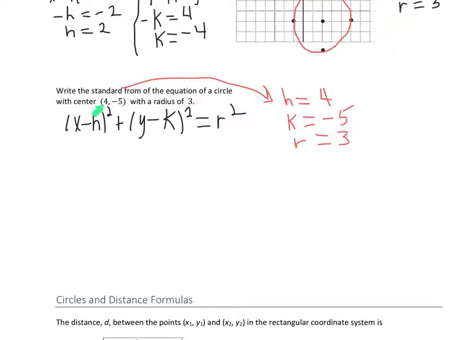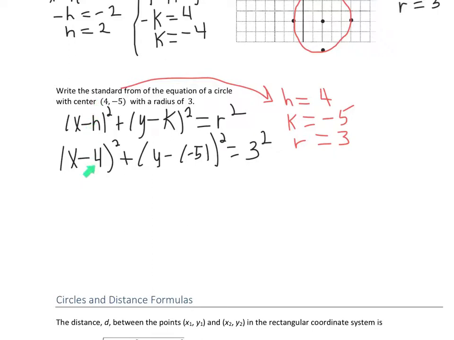But you do know that because this is a positive 4, inside it's going to be x minus 4. This is a negative 5, so when you finish this, it will be y plus 5. So here we're filling in the h value, so x minus 4 squared plus y minus the k value, which is negative 5. And then out here we have our radius 3 squared. So when we simplify this, it'll be y plus 5 squared. And always multiply these exponents out, so 9. So this is the answer to the problem.